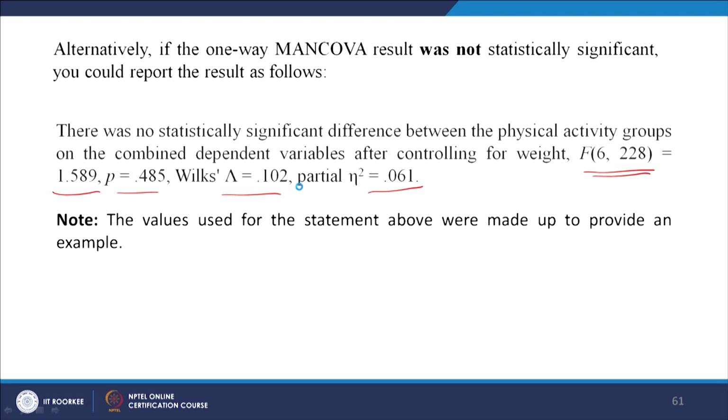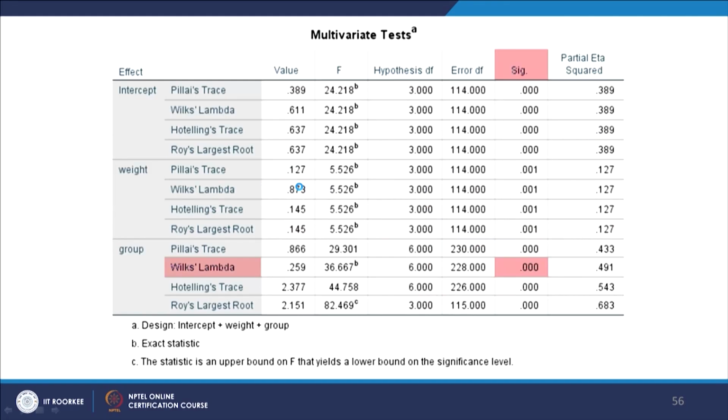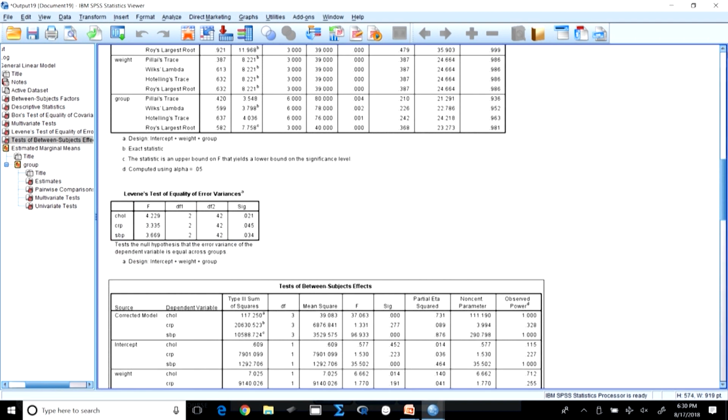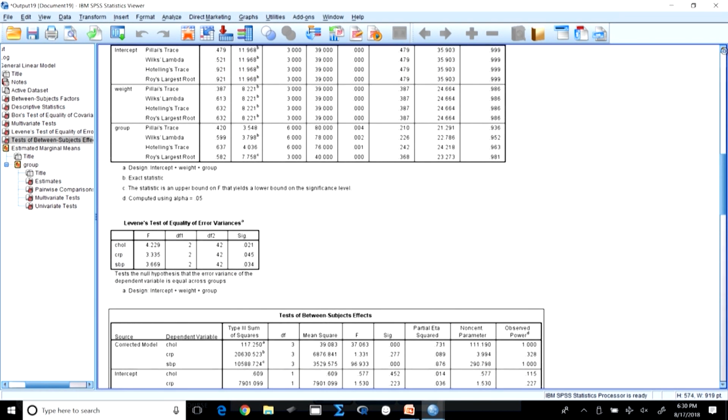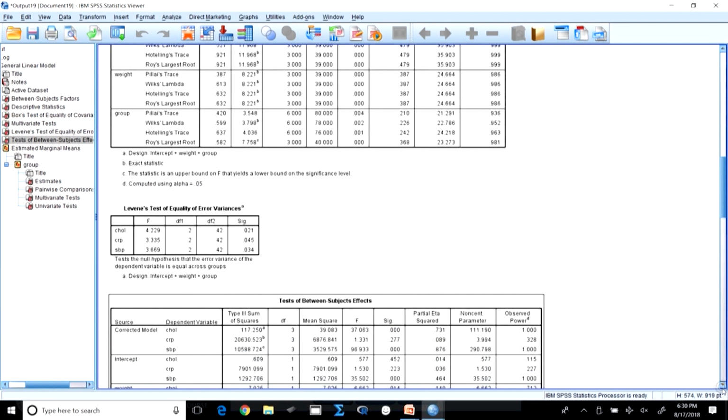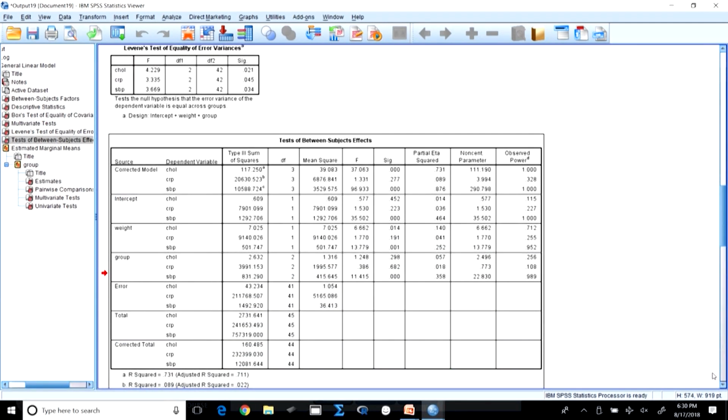You can go back also and check the table values. Individually for the groups we had seen, we should go to the output table. If you go a little up in the output, you can see it here. Was the group effect significant? Let us look at Wilks' lambda. Is it significant? Yes. So, we can see here, and from this you can compare the tests of between-subjects effects. Now we will stop here.